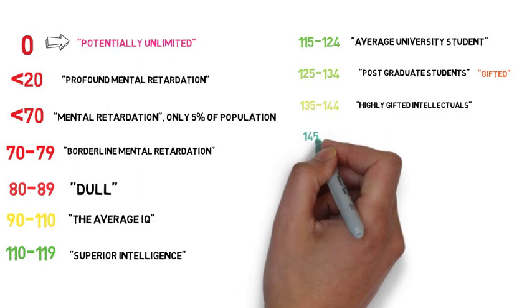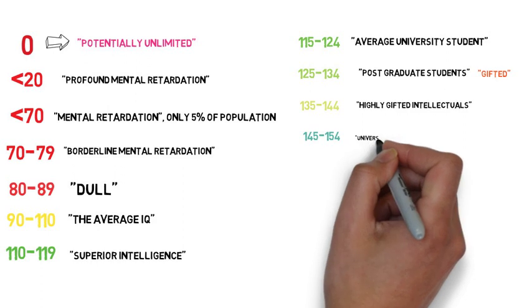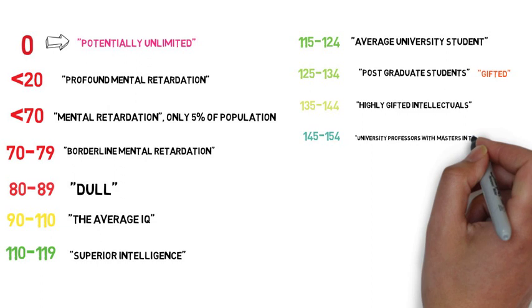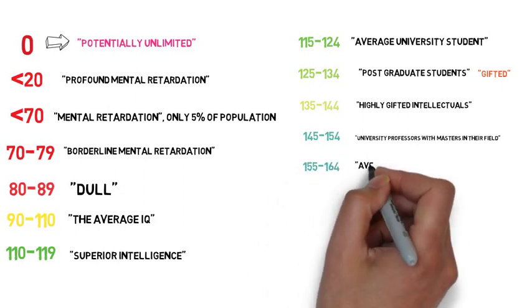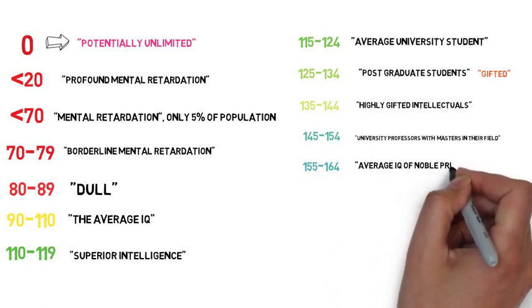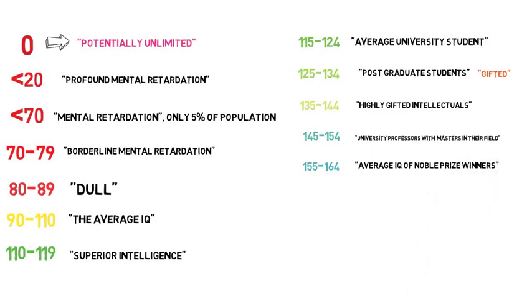Standing at 145 to 154 IQ, we have professors. No, not professors like Dumbledore from Harry Potter. I mean university professors who have attained masters in their field over many years of study and work. At 155 to 164 IQ, we have the range that includes Nobel Prize winners, such as 2017's winners in physics, Rainer Weiss, Barry Barish, and Kip Thorne. These individuals won the Nobel Prize in physics for their decisive contributions to the LIGO detector and the observation of gravitational waves.